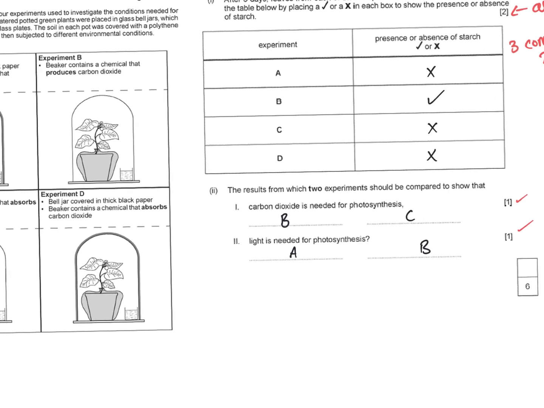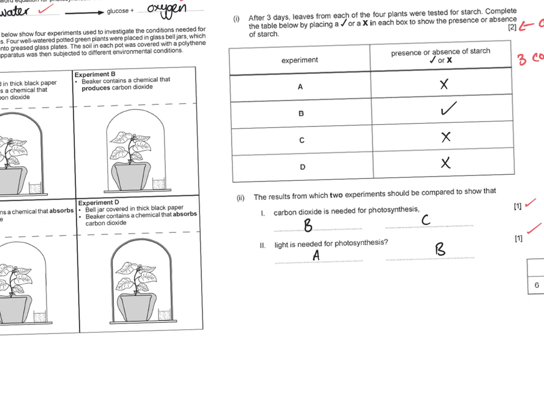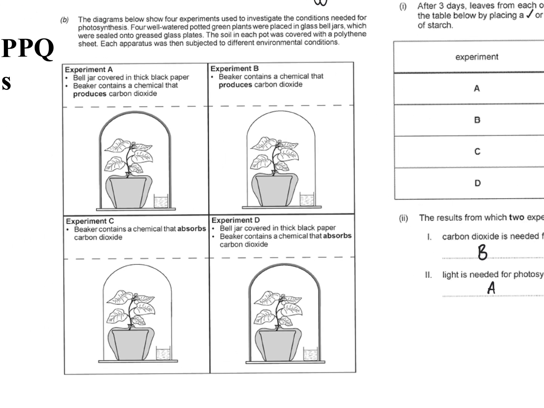In section 2, it says the results from which two experiments should be compared to show that carbon dioxide is needed for photosynthesis. That is B and C. We can see here that the only thing that's changed, all other variables being controlled, is whether it contains a chemical that absorbs or produces carbon dioxide. Because that's going to show a clear comparison.